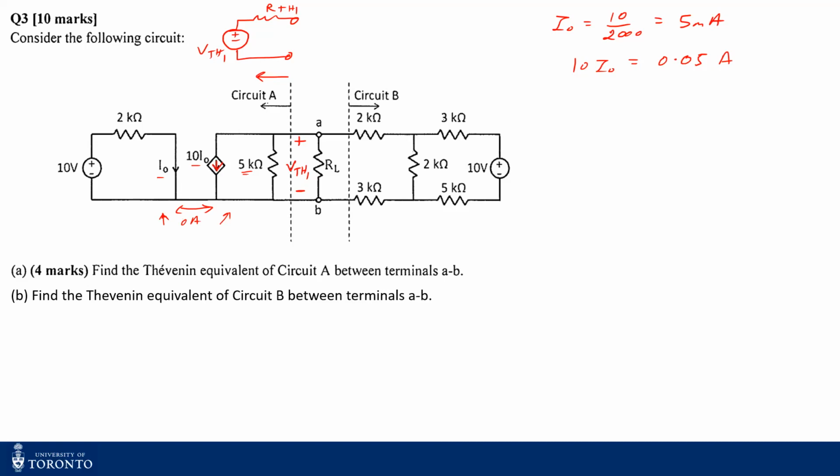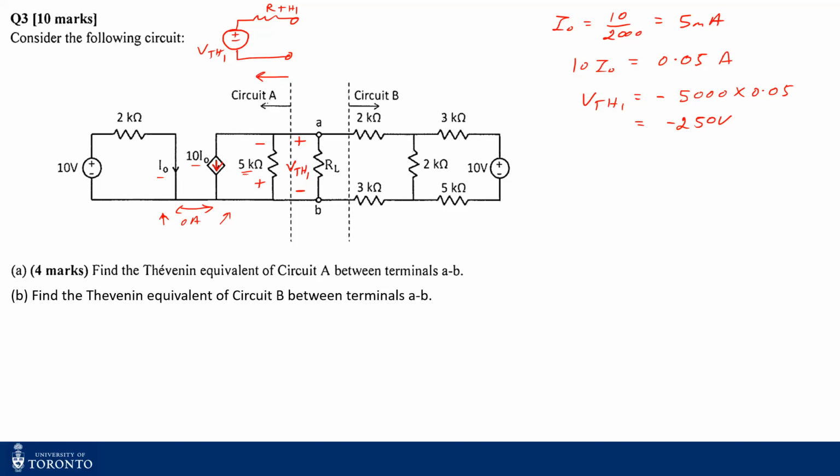Since the current is going from the bottom direction, the actual polarity will be like this. Therefore my VThevenin 1 comes out to be negative 5,000 times 0.05, which is equal to minus 250 volts. All right.